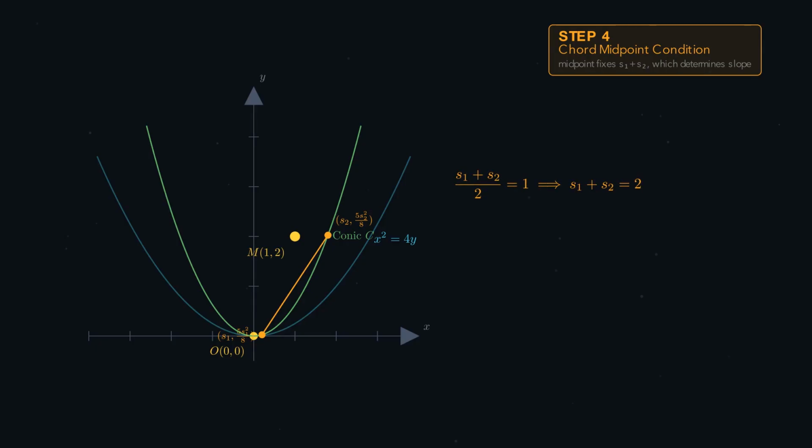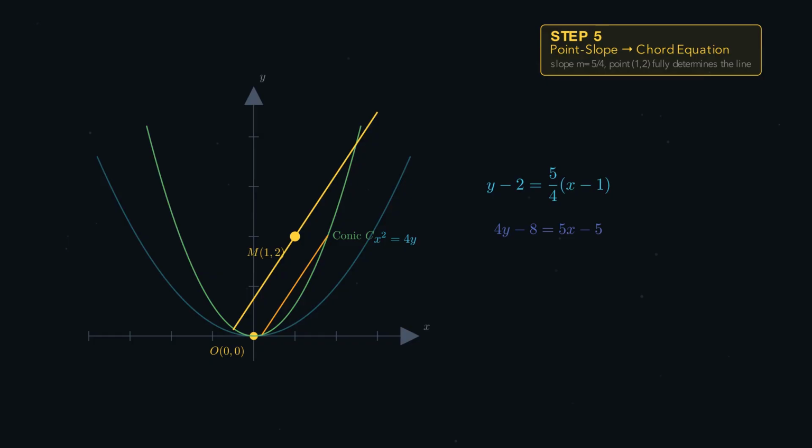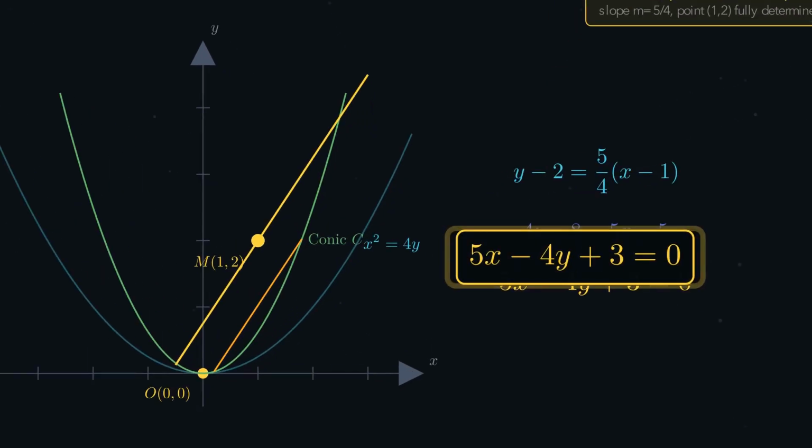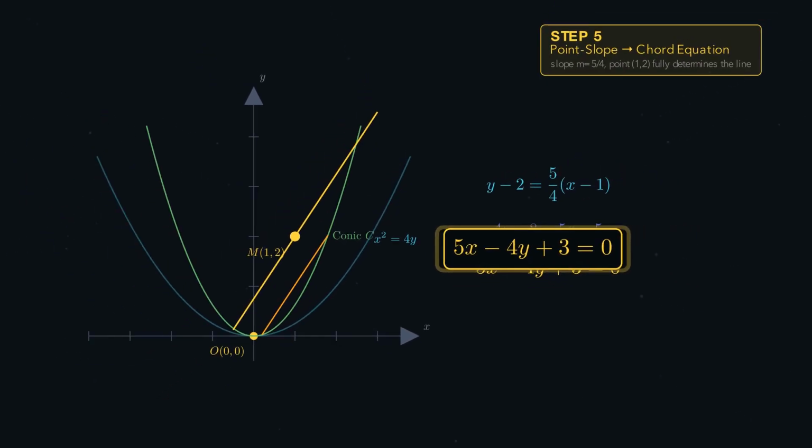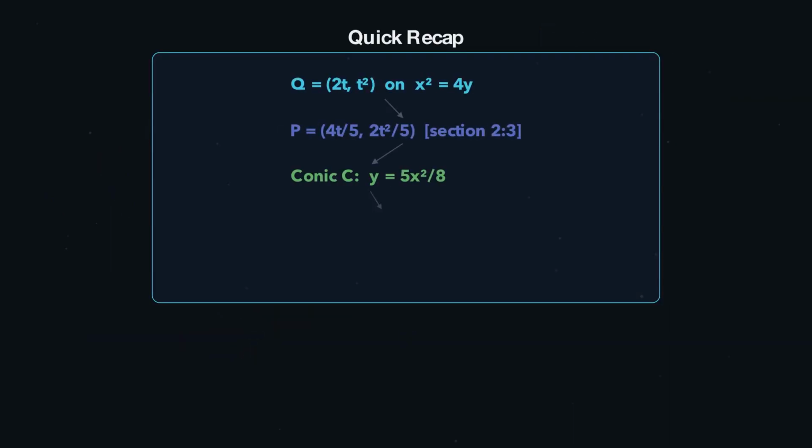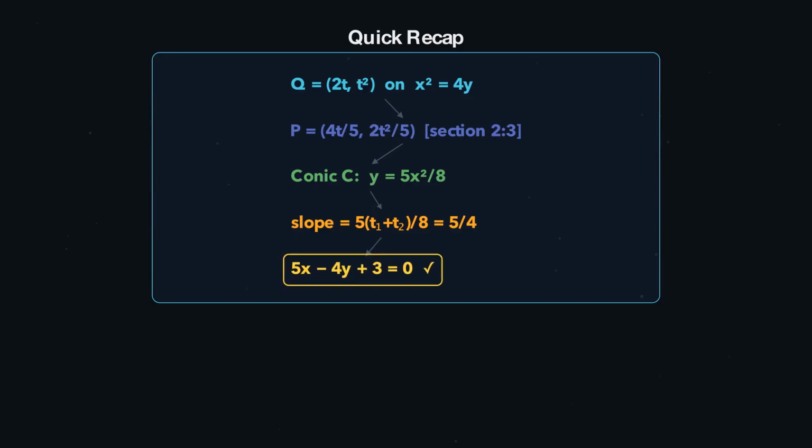For the chord of C bisected at (1, 2), let the two endpoints have x-coordinates s1 and s2. The midpoint condition forces s1 plus s2 to equal 2. The slope of the chord simplifies beautifully. It's 5 times the sum of the parameters divided by 8. With sum equal 2, slope equals 5 over 4. Plugging into point-slope form through (1, 2) gives us 5x minus 4y plus 3 equals 0. That's option 1. Clean, elegant, done.